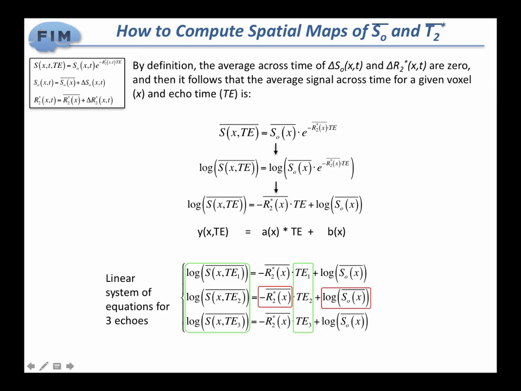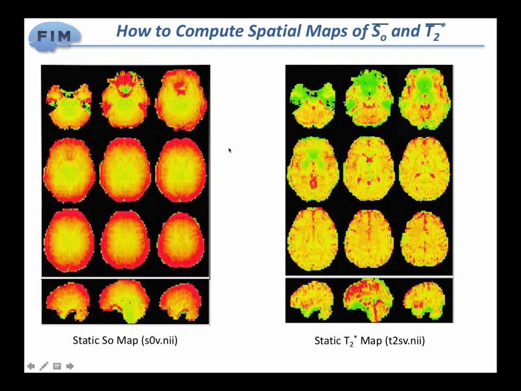Another part here is the logarithm of the mean S0 signal that we also don't know, but we might be interested in it because we have 3 echoes. We can set up this system of linear equations where we know this, and we can try to solve for these two guys, okay? If we were to do that, we can get a spatial map of the average S0 for our time series and a spatial map of the average T2* for this particular data set.